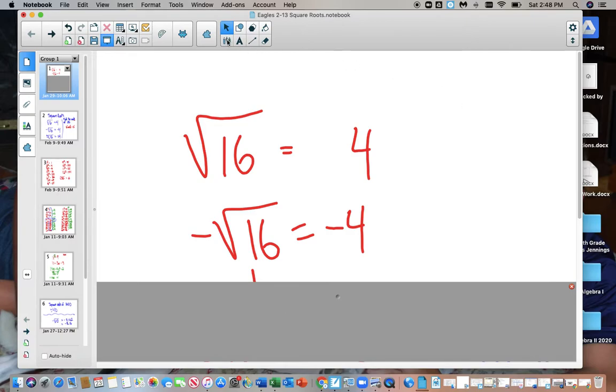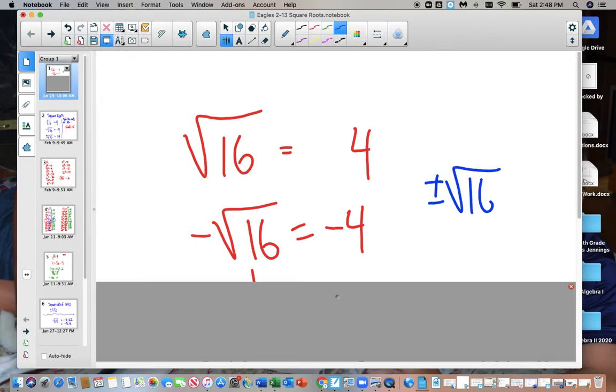Sometimes they will write plus or minus square root 16. That means they want both of them, both of the answers. And that leads us into this.